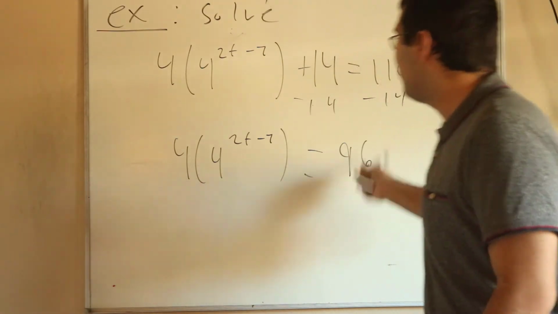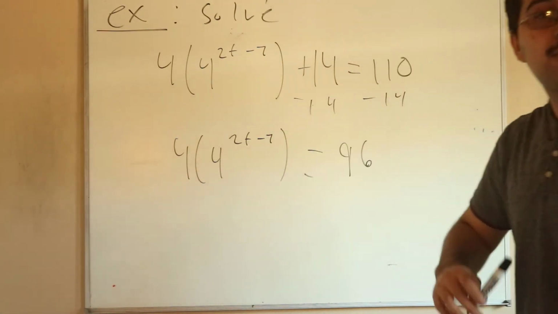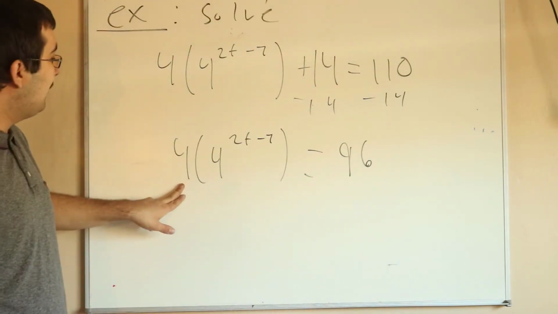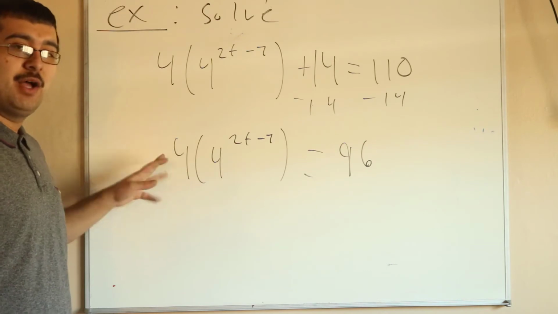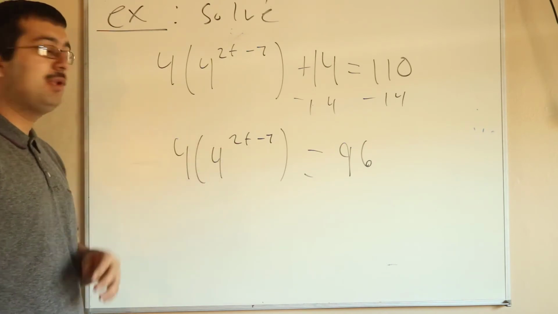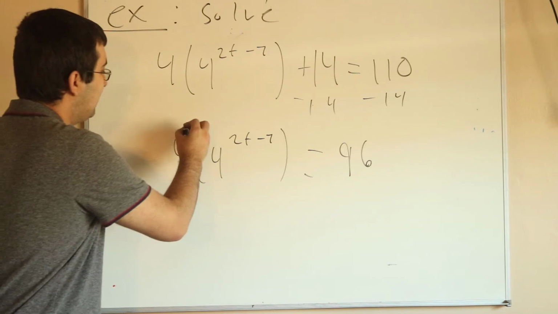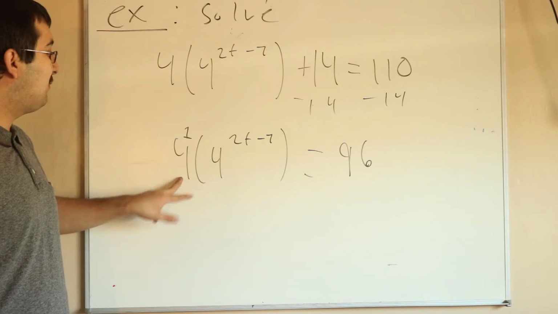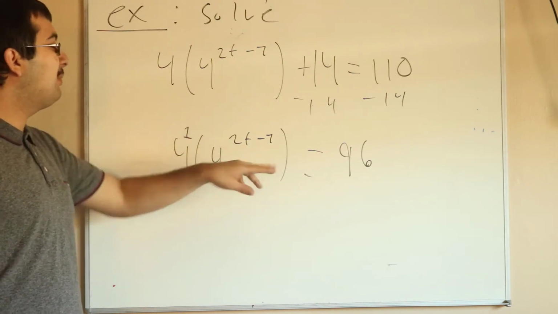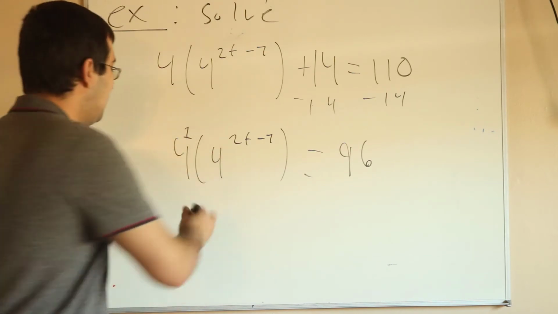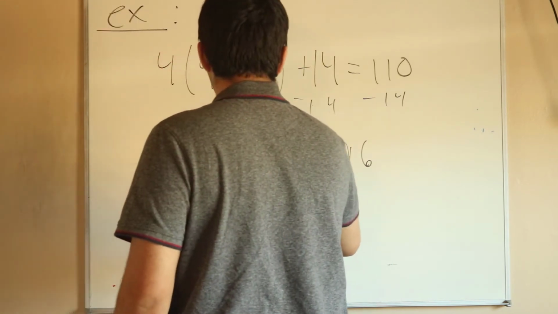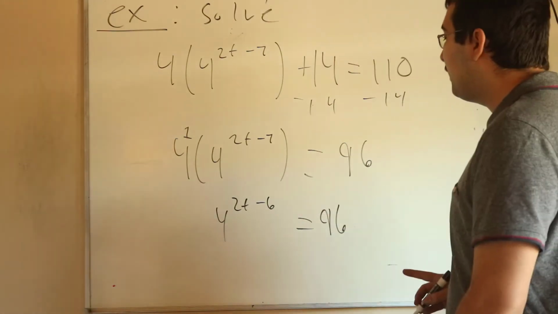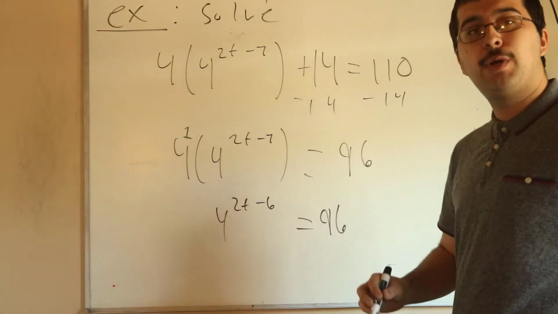I could divide by 4 to both sides and isolate that exponential. Or what I can see is I can recognize that I have 2 4's here. I can multiply this 4 in, and I can apply the property of exponents in that this is a 4 to the power of 1. So I have 2 exponentials of the same base, 4 and 4, and I'm multiplying together. So properties of exponents tell me to add the exponents. And this will become 4 to the 2t minus 6 equals 96. Alright, and then from here, I now have that standard exponential equation I was looking for.